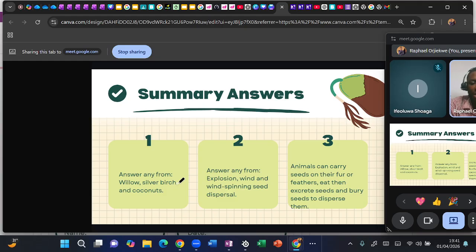Then for the animals, they can carry seeds externally on their fur or feathers, they can excrete seeds, and they can also bury seeds. These are the three things that they do. Do you understand? Yes, I understand. All right, so that brings us to the end of today's presentation.